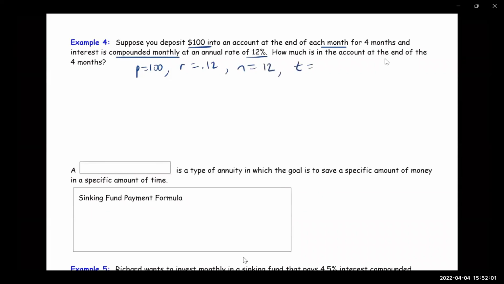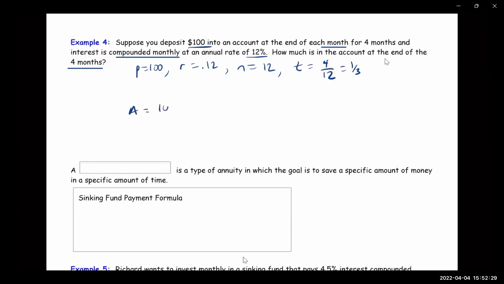And then T. This is where it gets a little tricky. Remember T is the number of years, right? But it says 4 months. So what fraction of a year is 4 months? A third, because that's 4 over 12, since there's 12 months. So you divide by 12, which is 1/3. So T is 1/3. Now let's plug it all in.